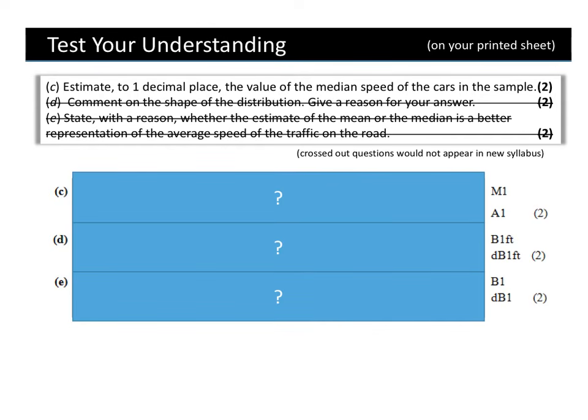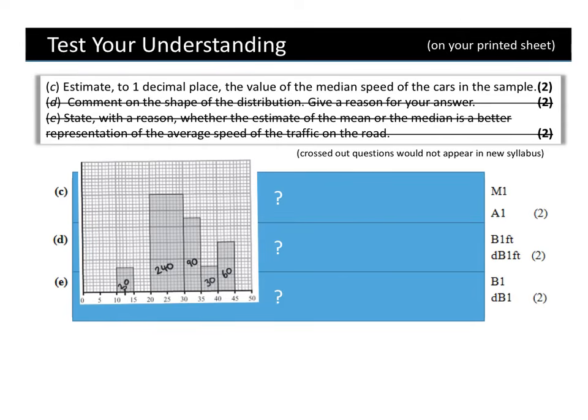Estimate to 1 decimal place the value of the median speed of the cars in the sample. Now again, how would you do this? Just because we've been given a graph, don't be thrown off. How would you do this if you had a table? You can always create your own table. Then parts D and E, we're going to come back to once we've done the whole of this chapter, because at the end of this is where we're looking at distributions and skewness. So we can come back and answer all these questions.